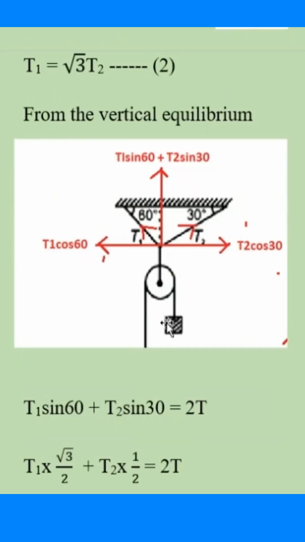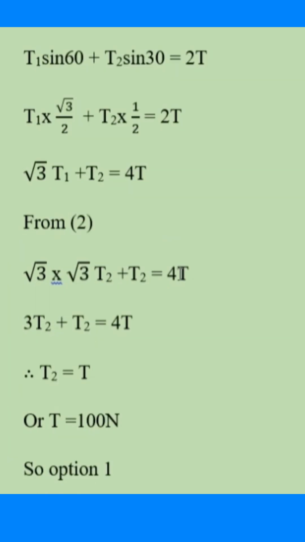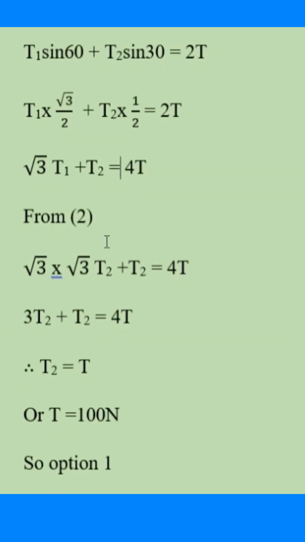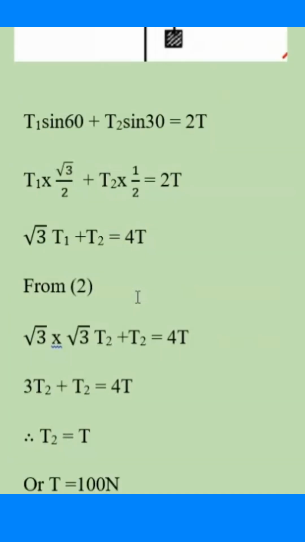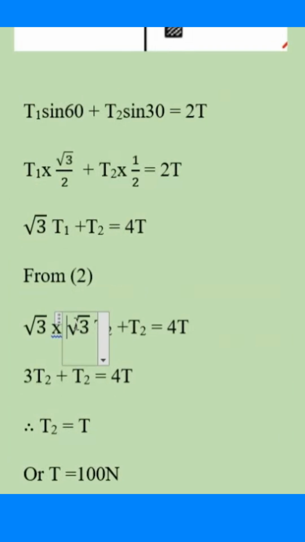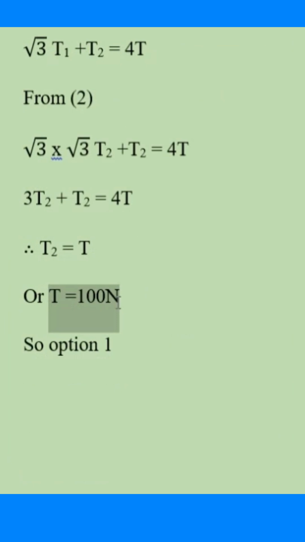Then after substituting the values, we will get root 3 T1 plus T2 is equal to 4T. So I multiplied throughout by 2. Then from equation 2, we have T1 is equal to root 3 T2. So instead of this T1, I will write root 3 T2 here. So it will be root 3 into root 3, 3 T2 plus T2 is equal to 4T. So we will get T2 is equal to T. So T is equal to 100 Newton.